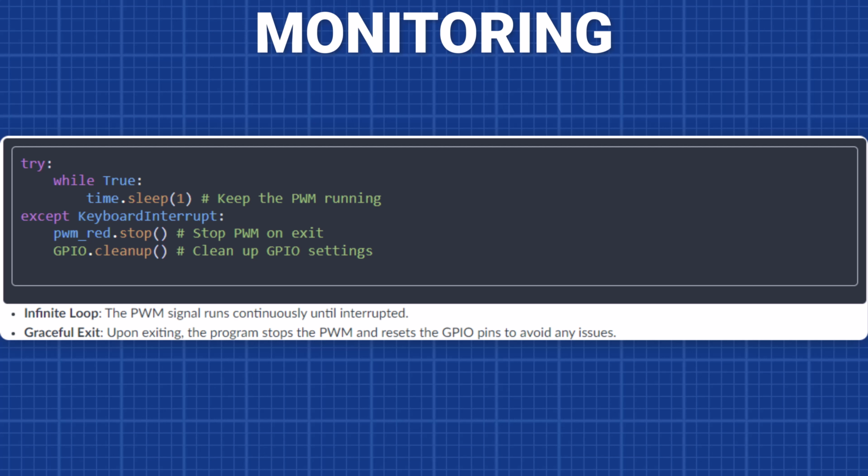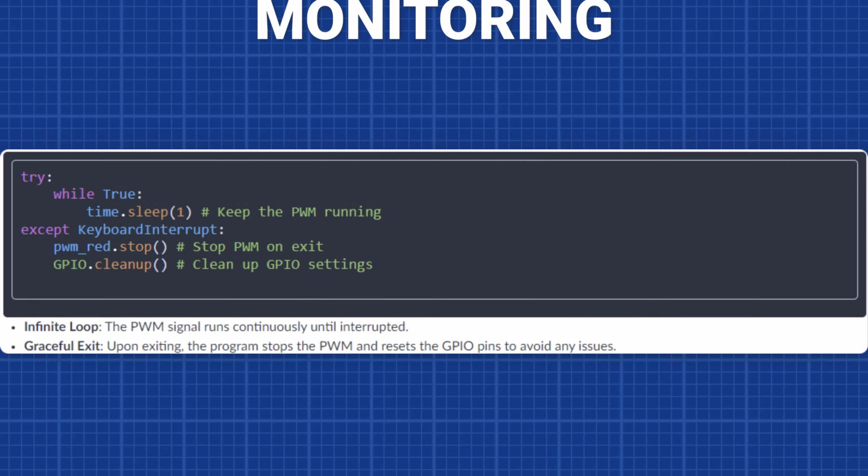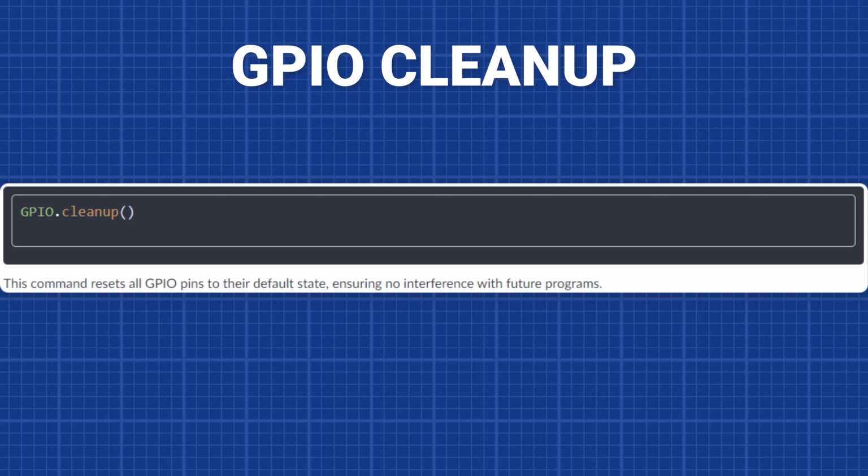To stop the program, you can press Ctrl+C, which triggers a keyboard interrupt. When the interrupt occurs, the except block is executed, stopping the PWM and calling GPIO.cleanup. Once the program is done or interrupted, it's important to clean up the GPIO resources to avoid issues with future programs. This command resets all the GPIO pins that were used in the program to their default state. Without this cleanup, the GPIO pins may remain in the previous configuration, which would interfere with future scripts that need to control the same pins.